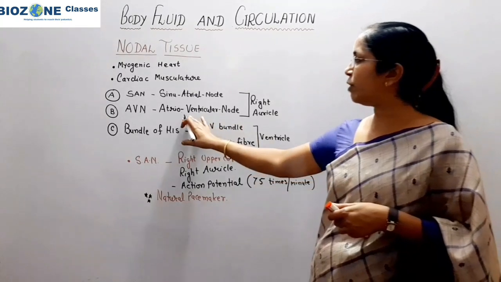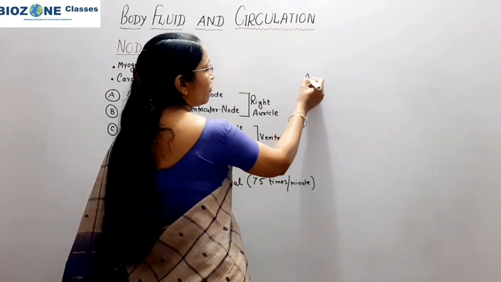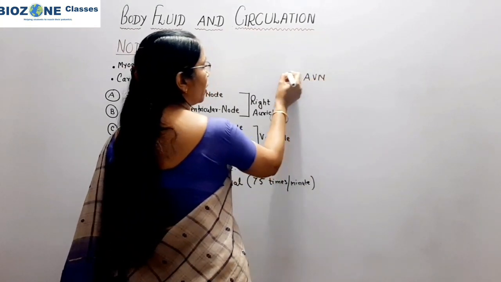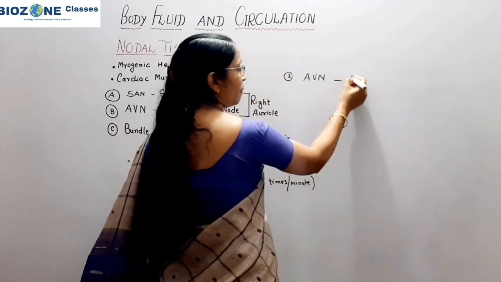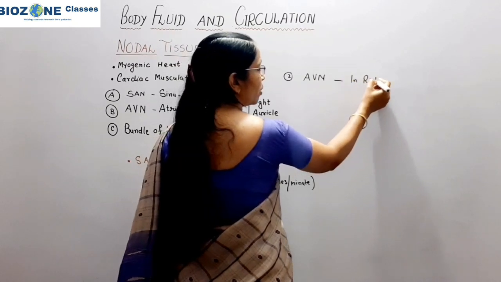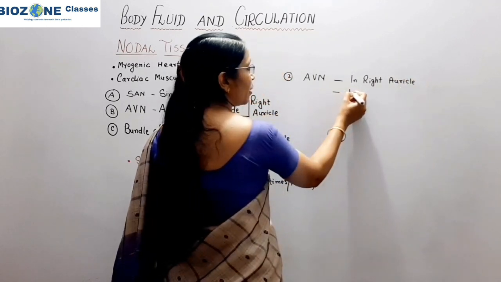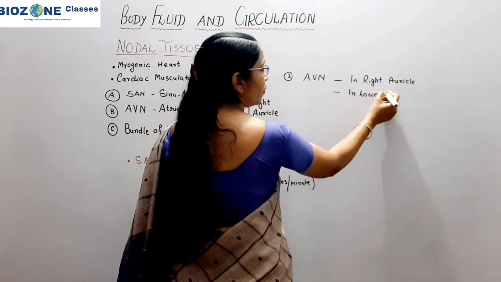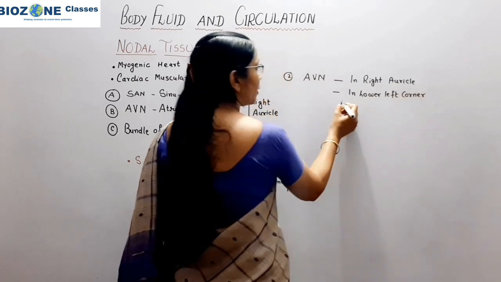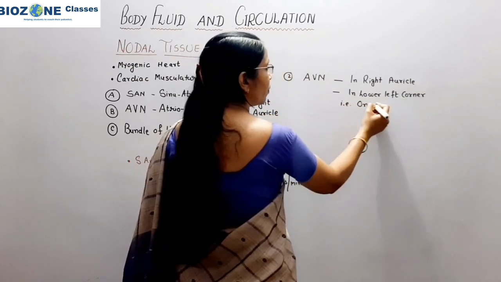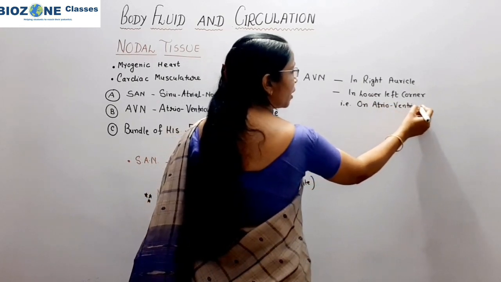Now we come towards the AV node or atrioventricular node. When we come towards the atrioventricular node, you remember what is the position of AVN. If we go for the position of AVN, it is also present in the right auricle, but in the right auricle it is located in the lower left corner, that is on the atrioventricular septum. So this part you remember very well.